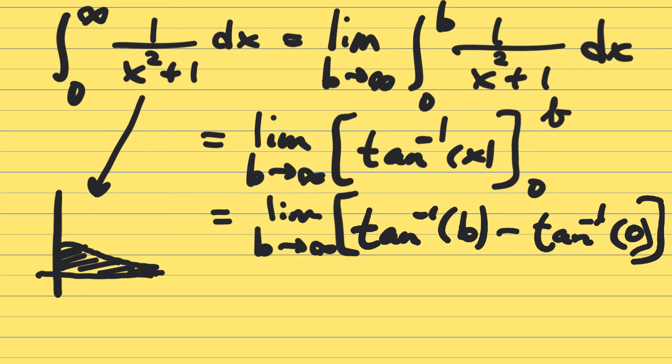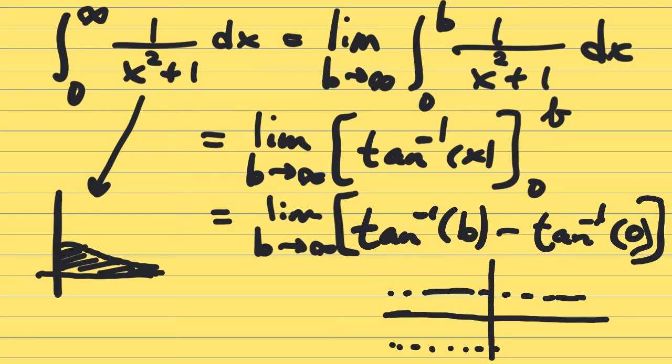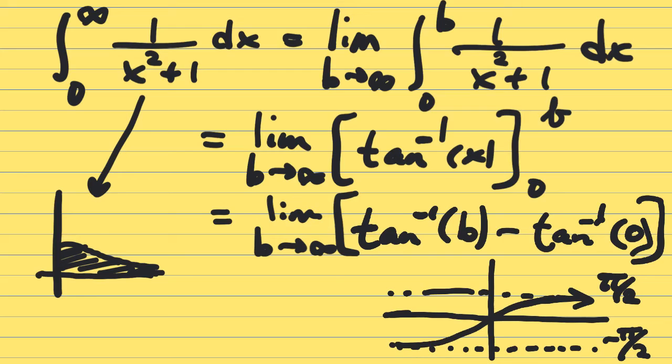Let's also recall what tan inverse looks like. It's probably been a while since we've done some trig. Tangent had vertical asymptotes at the odd pi over 2 multiples. Well, if you invert that, then you're going to get horizontal asymptotes at pi over 2 and negative pi over 2. And that's what tan inverse's graph looks like if you limit it to where it'll pass the vertical line test.